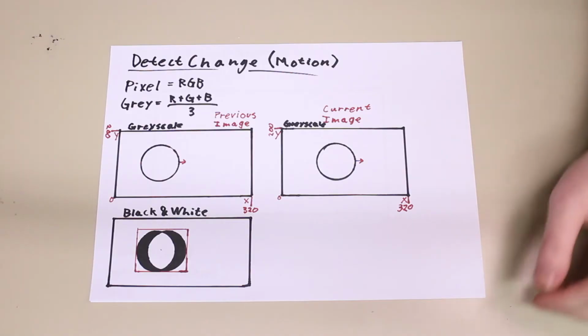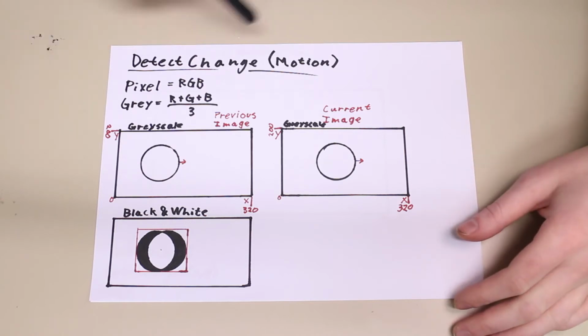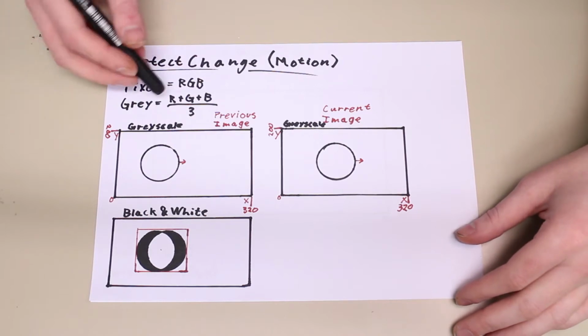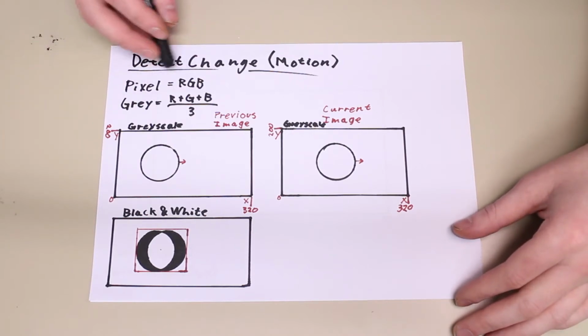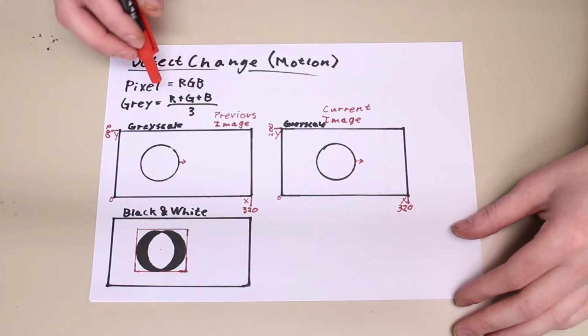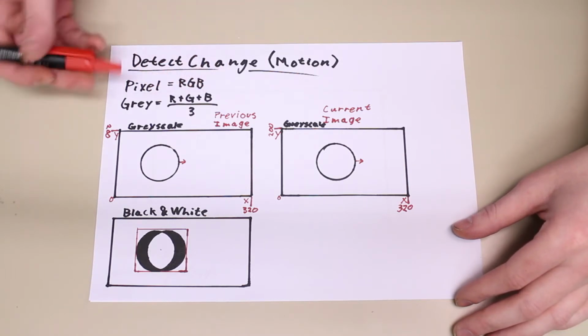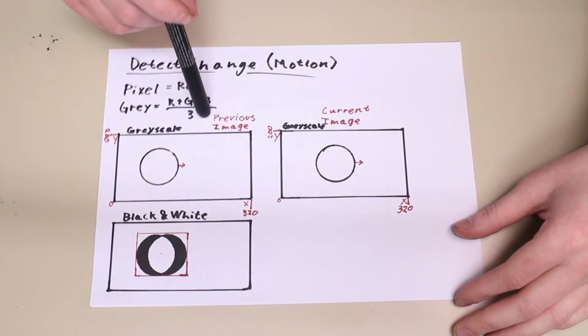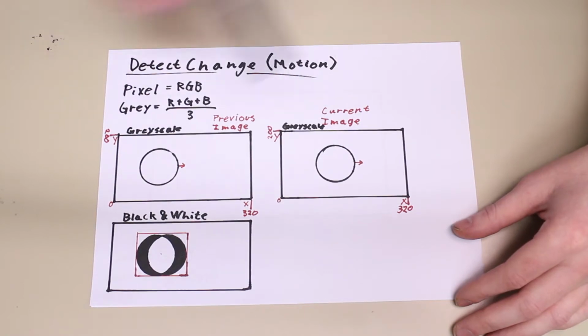Right, so in order to detect motion from a picture we get from the Pixy, we have to first convert it to grayscale. So we get the Pixy image in with red, green and blue values, and we just add them all up together and divide by 3. So we have a grayscale picture now. So what we do is we take the previous image and compare it to the current image.